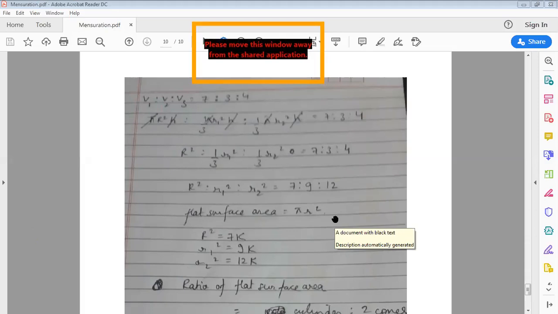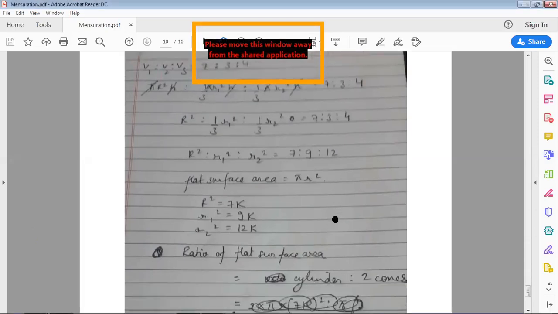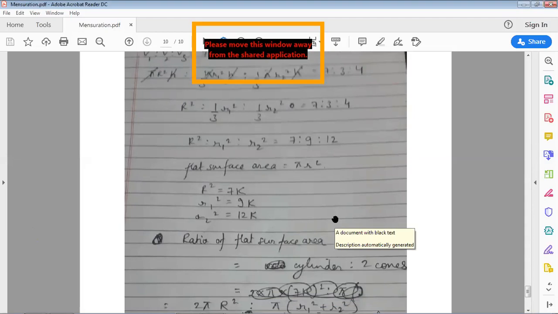So what I have done is I have converted the ratios into numbers that we can do by multiplying it with a variable. So r square is 7k, r1 square is 9k, r2 square is 12k.